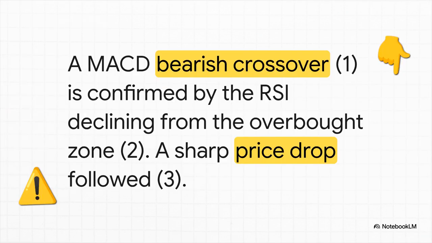And this same combo gives you an incredibly powerful exit signal. Imagine this. The MACD gives you a bearish crossover, signaling trouble ahead. But you hold on for a second. Then you see the RSI confirming it by falling from its overbought territory. That dual warning is a fantastic way to spot a potential top and know when it's time to protect your profits before a big drop.